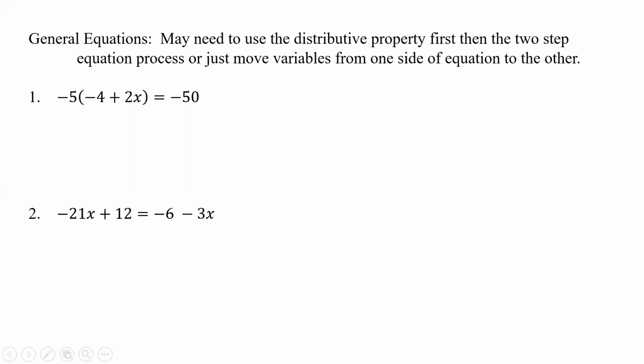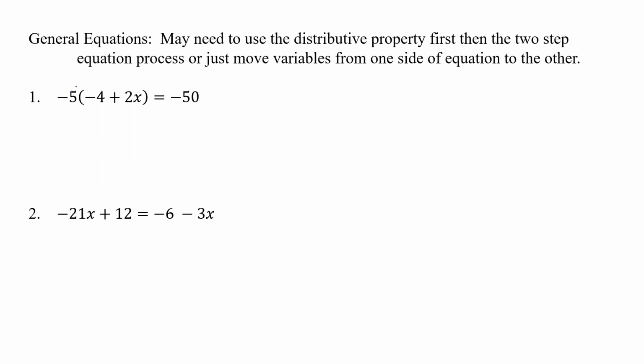All right, so we have things called general equations. What we're going to have to do here sometimes is a distributive property first, and then after that we do our two-step equation process, or just move variables from one side of the equation to another to simplify, because if you notice here, we've got x's here and we've got x's here, so we have to get x's on one side, numbers on the other side, and it doesn't matter which way we go. So let's do this.